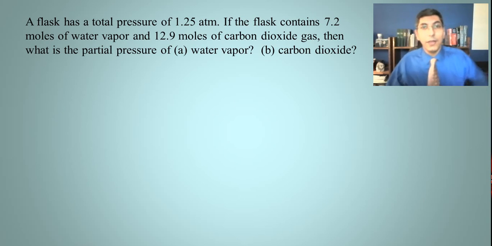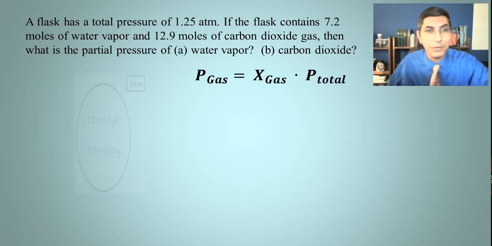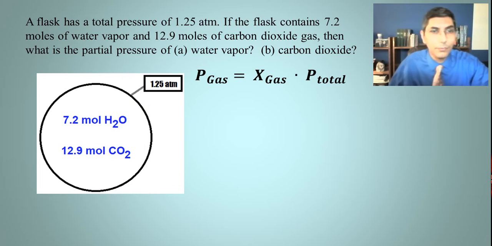Let's say we have a flask that has a total pressure of 1.25 atmospheres. And let's say that this flask contains 7.2 moles of water vapor and 12.9 moles of carbon dioxide gas. So if that's the case, what is the partial pressure of water vapor? And then part B, carbon dioxide. So the first thing that we have to do here, or at least the first thing I would do, is draw a diagram. Just like we had in that last example. We had the X's and the triangles. This time, let's just draw a little diagram here. So here we have the total pressure, the 1.25 atmospheres.